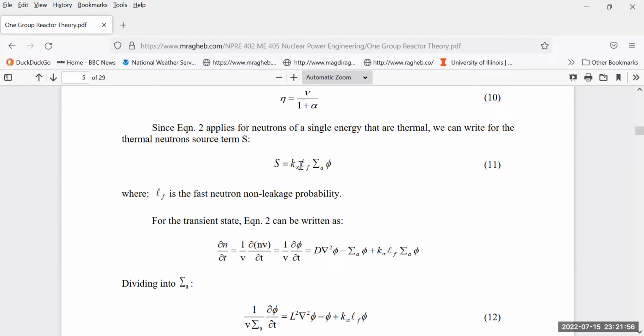But those neutrons that cause the fission in thermal reactors, the one group theory that we're dealing with, have to escape from the region of high energy to the region of low energy. So in that case, you find that we have to identify the source by modifying the infinite medium multiplication factor by L sub f. L sub f, as we'll see later, is what we are going to call the fast non-leakage probability from the device.